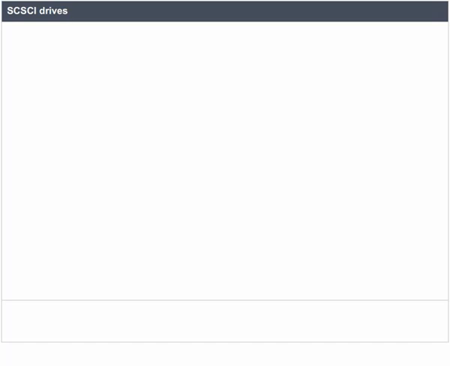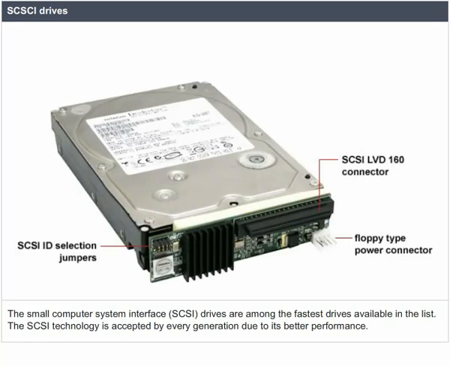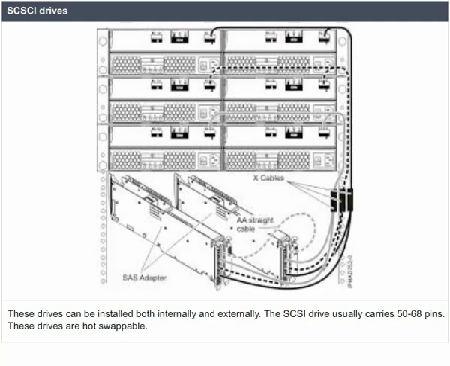SCSI drives. The Small Computer System Interface, SCSI, drives are among the fastest drives available in the list. The SCSI technology is accepted by every generation due to its better performance. These drives can be installed both internally and externally. The SCSI drive usually carries 50 to 68 pins. These drives are hot swappable.